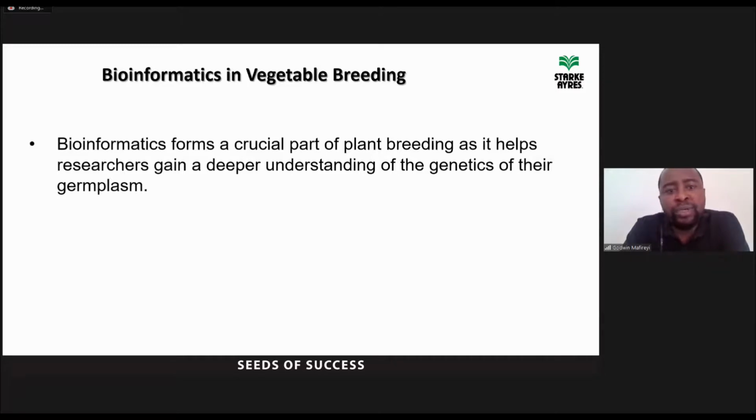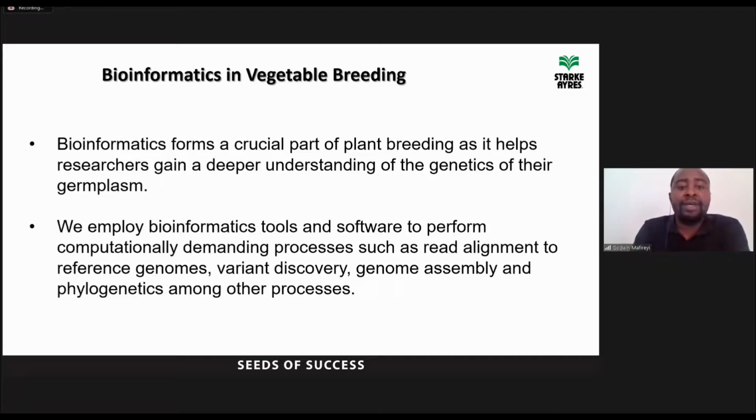So we assist the other researchers and the breeders to gain a deeper understanding of the genetics of their germplasm. So we do this by employing different bioinformatics tools and software to perform computationally demanding processes. So these include aligning sequence reads to reference genomes, and then calling variants, genome assembly, and drawing phylogenetic trees.